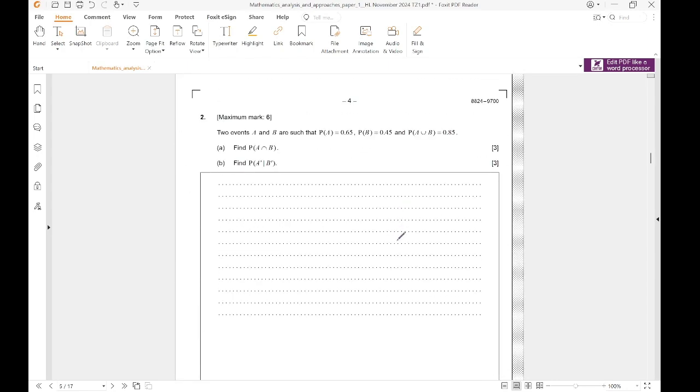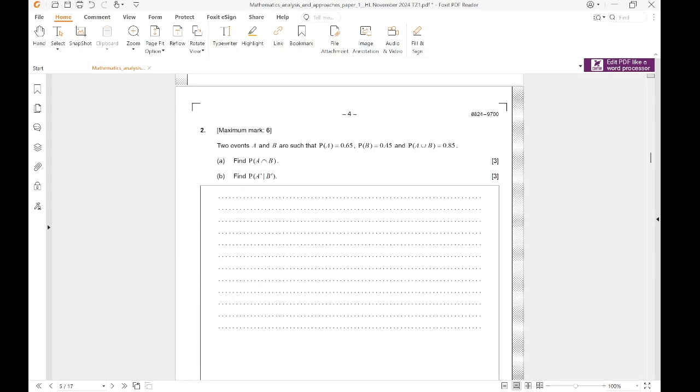Let's move on. Question number 2, and this one is based on probability. So two events A and B are such that P of A is equal to 0.65, the probability of B is 0.45, and the probability of A union B is 0.85.